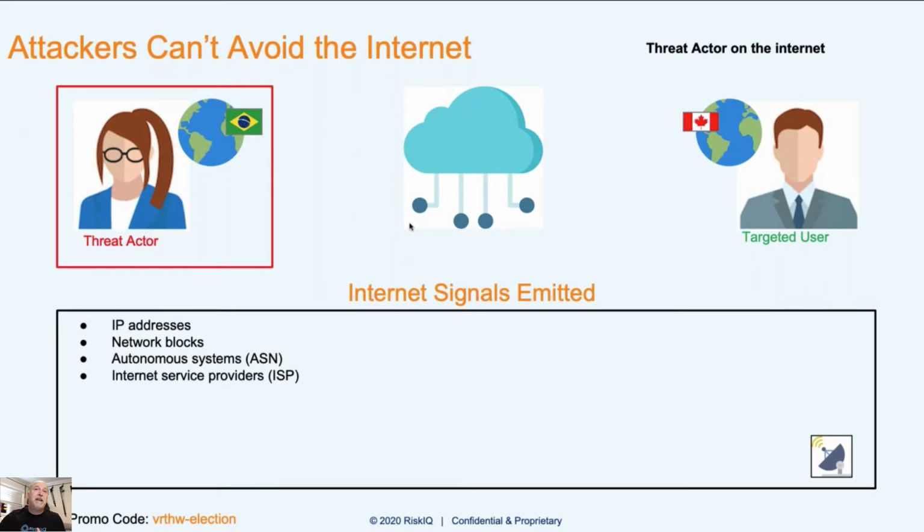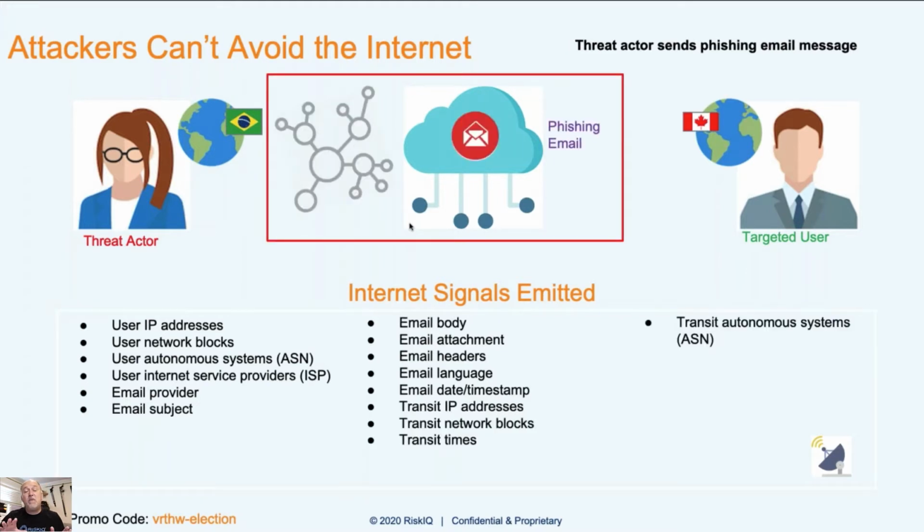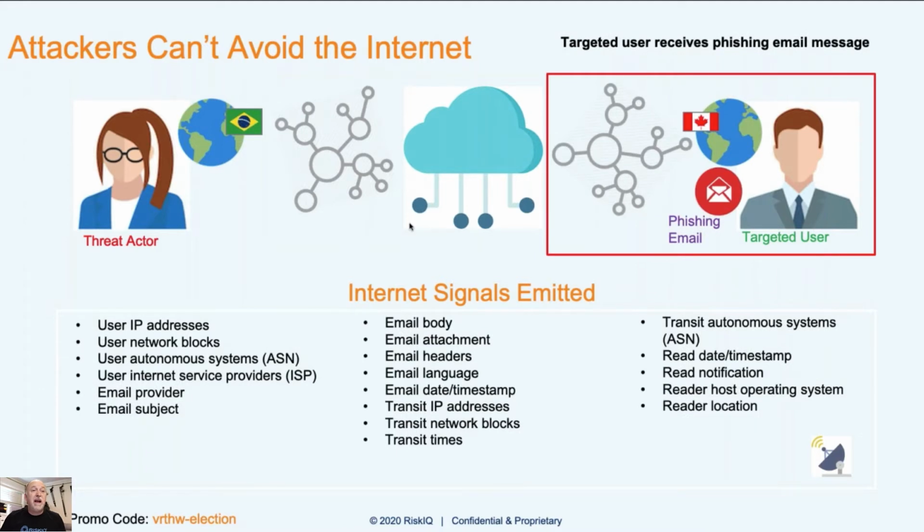And if they're attacking somebody in Canada, let's say, once they create their phishing email, for example, they're going to know the provider, there'll be a subject, the email body, a language, a date timestamp. It might be an HTML type of email. When they send it, we can see everywhere it went. So when you start looking at that, view the source of the email, you can see where it went through, the transit times, what time of day it was sent, and all the autonomous systems it went through to get to that user. And when the user reads it, they can get information back to the threat actor, if it's HTML, to fingerprint the machine, understand the operating system that the person's using, things like that. So there's a lot of signals that are out there.